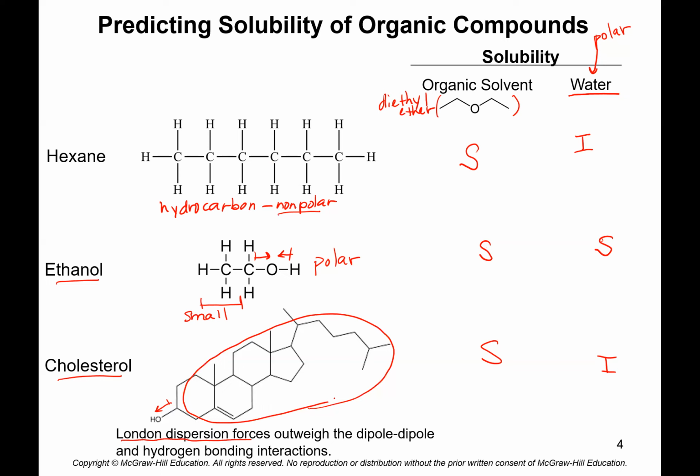So the only forces that are present in this region of the molecule are going to be the London dispersion forces. And so we can talk about this by saying that the London dispersion forces are outweighing the dipole-dipole, which would be the forces present here, because there's a polar bond there, and hydrogen bonding. This hydrogen can hydrogen bond because it is bonded to oxygen. So even though it can hydrogen bond and it has dipole-dipole interactions, because those are outweighed by the London dispersion forces present in the nonpolar region of the molecule, overall, this molecule will be nonpolar.